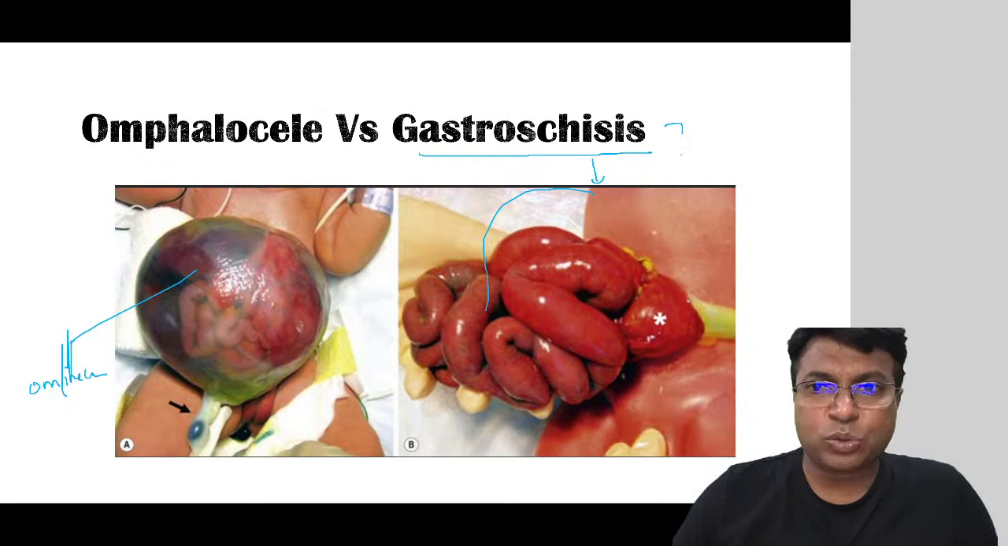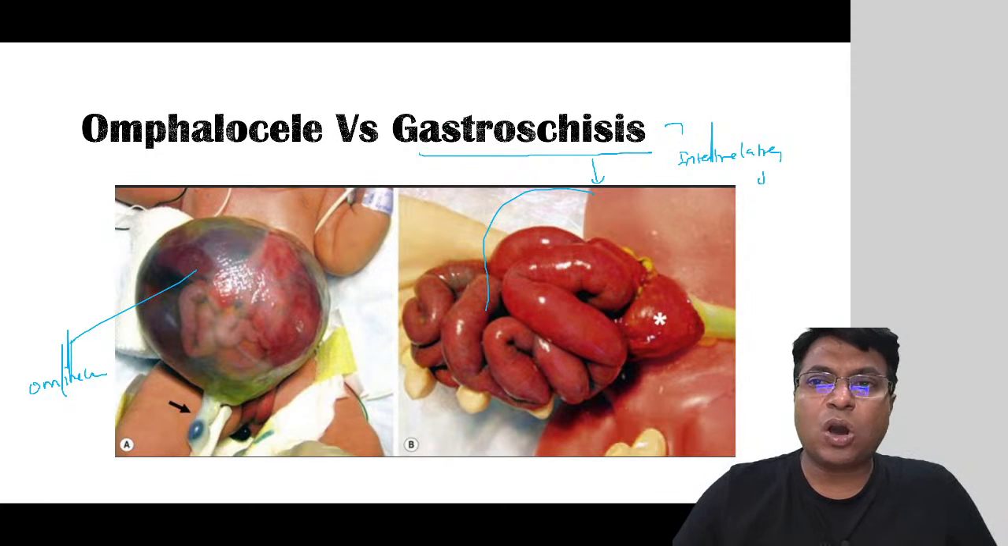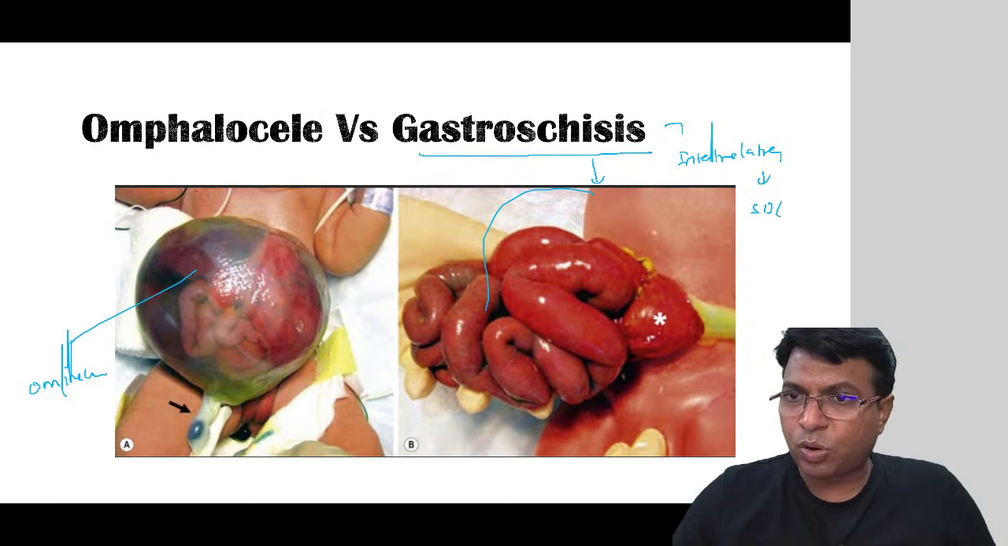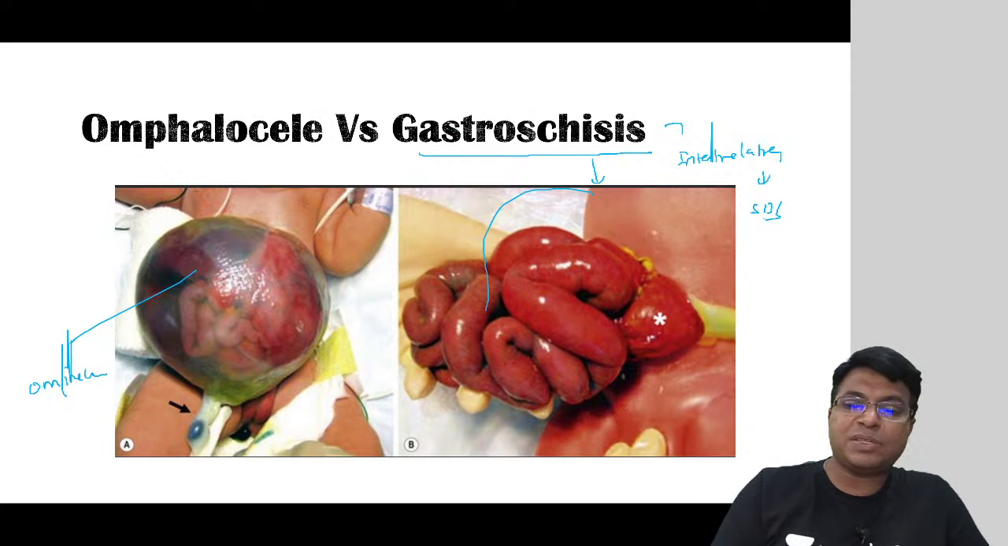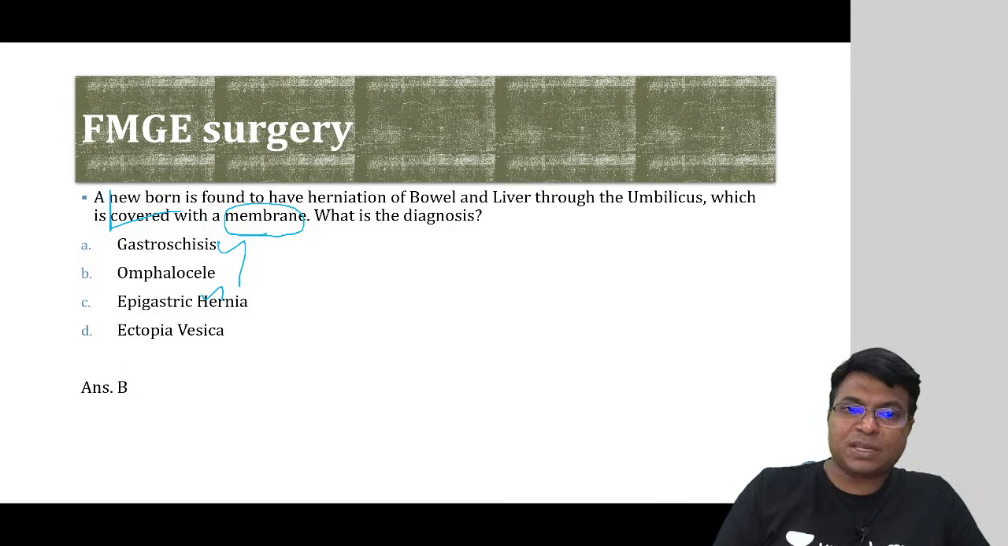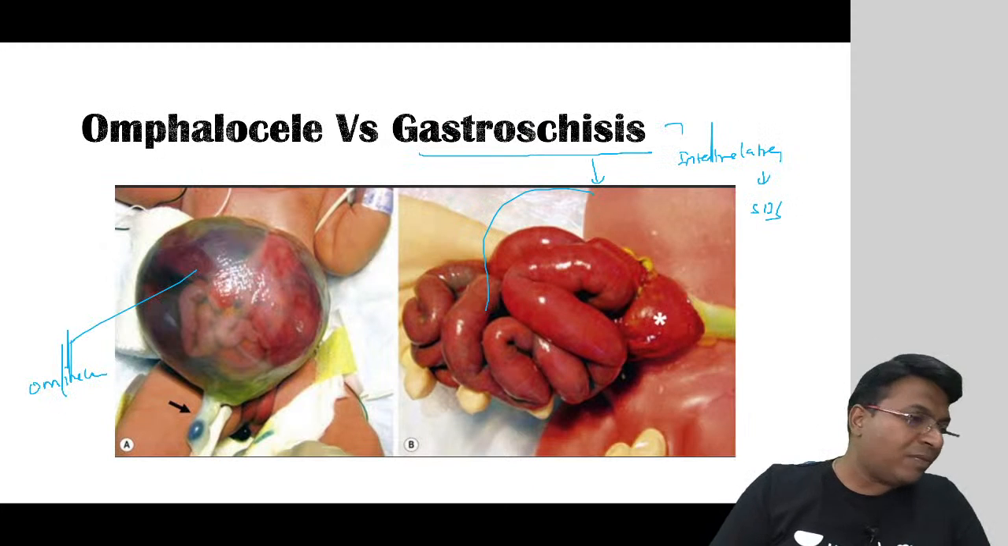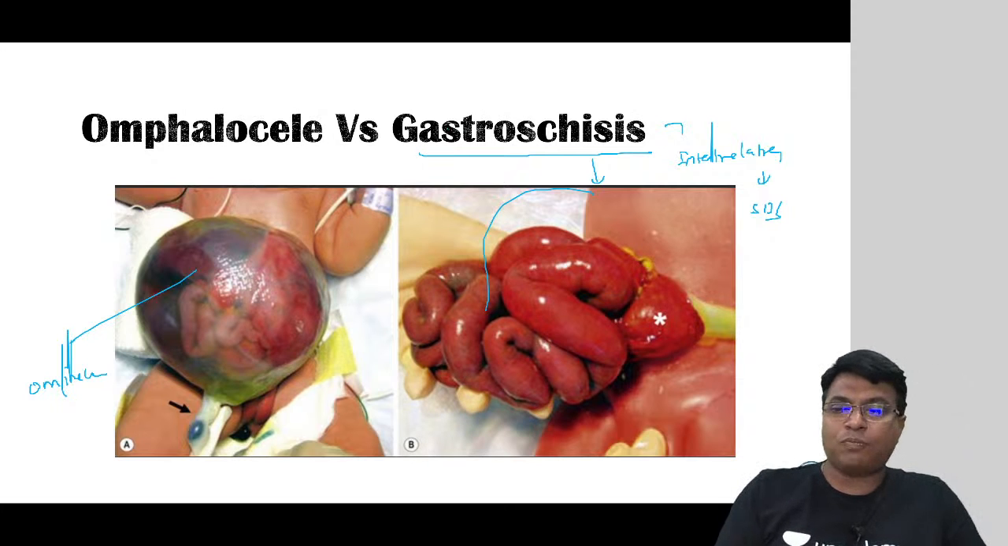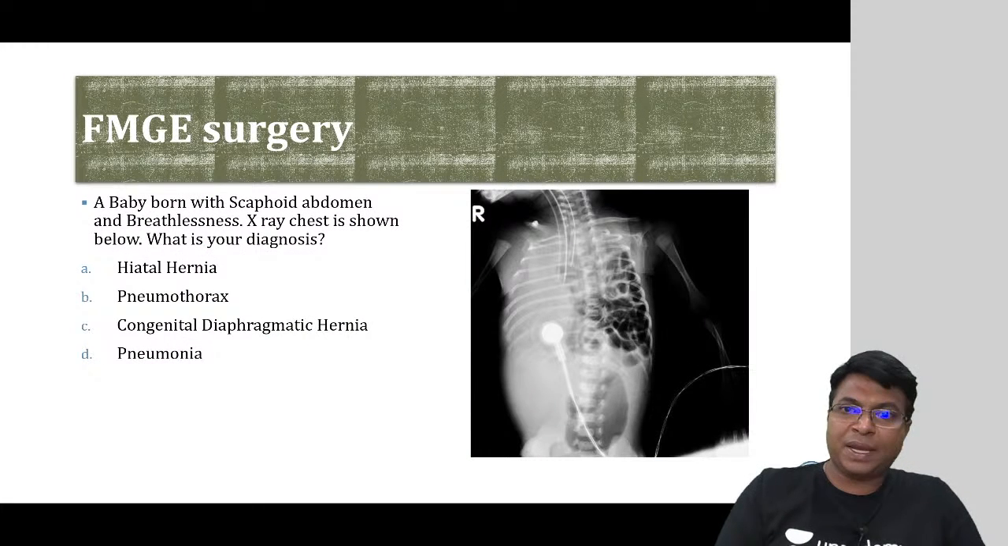The patients will have associated intestinal atresia, and many babies die of short bowel syndrome. In gastroschisis babies, many will die of short bowel syndrome. If a covering membrane is present, that word is enough to say this is an omphalocele. There is a covering membrane seen means it is omphalocele.